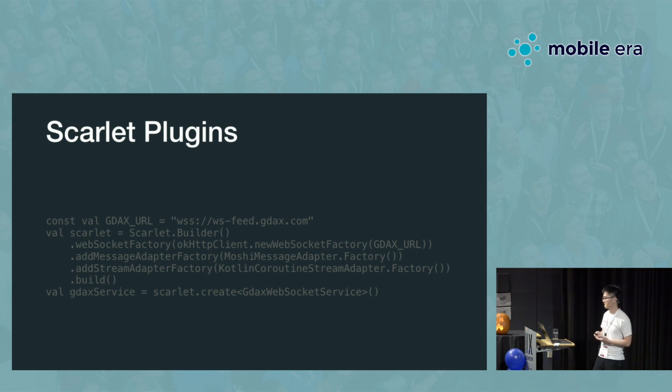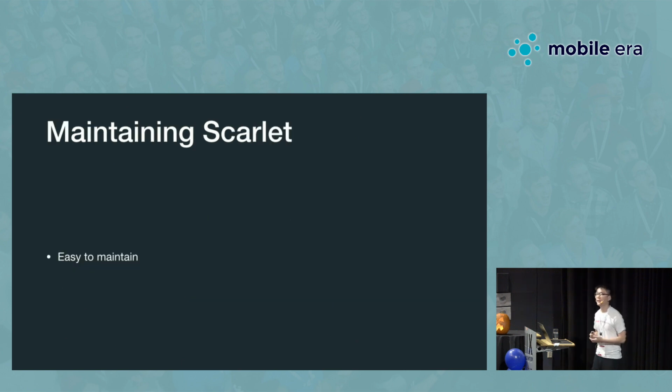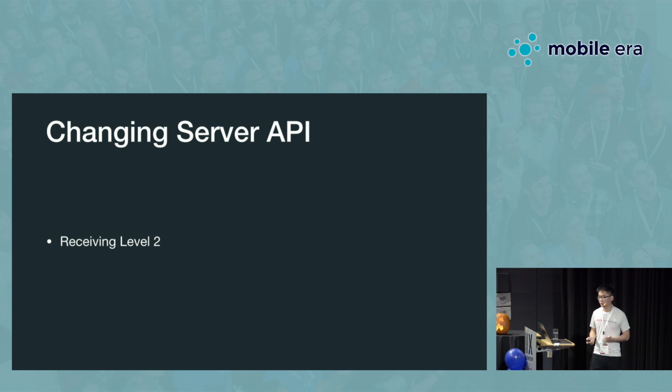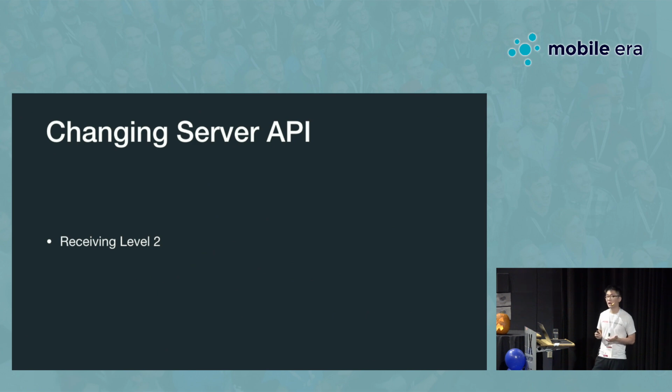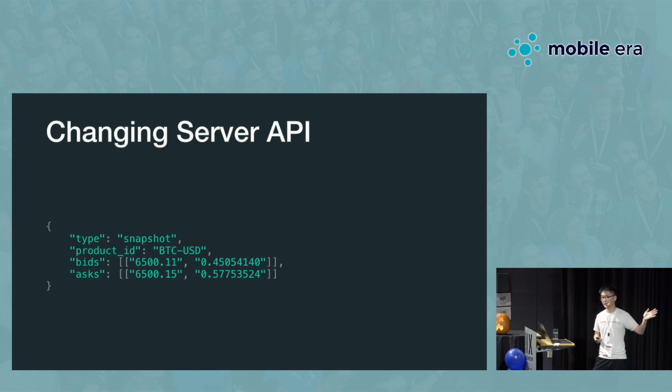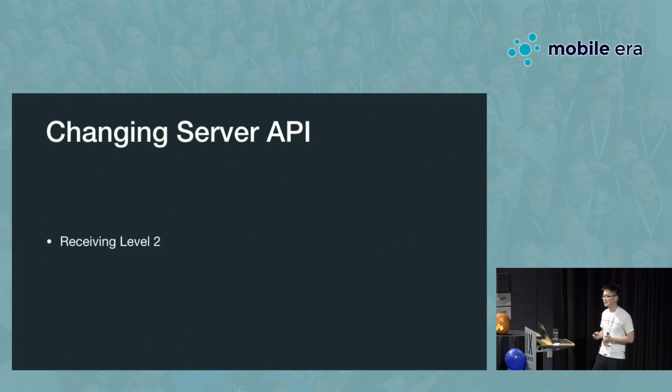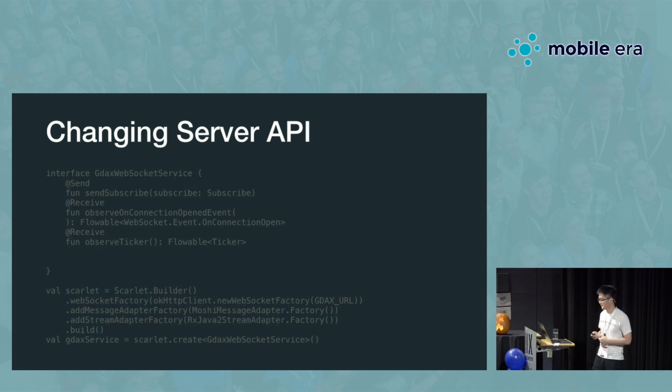That's it about plugins. And once set up, you'll be amazed how easy it is to maintain Scarlet. Let's say we want to start receiving level 2s from GDAX. A level 2 provides insight into Bitcoin trading. The data looks like this in JSON. Guess how many lines of code we need to change to support this. We only need 2 lines of code. All we need to do is add a new method to the interface.